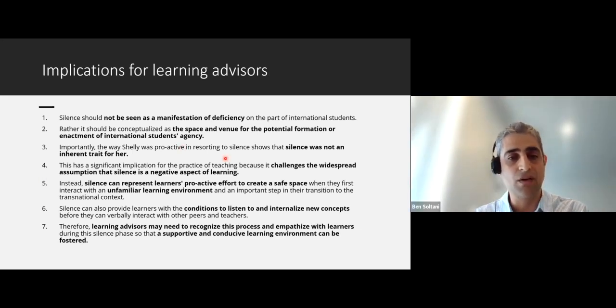And silence can also provide learners with the conditions to listen to and internalize new concepts before they could interact with their peers and the teachers. And for us as learning advisors, we may need to recognize this process and empathize with learners to better create a supportive and conducive learning environment for the students.